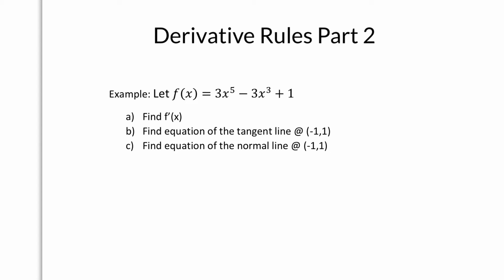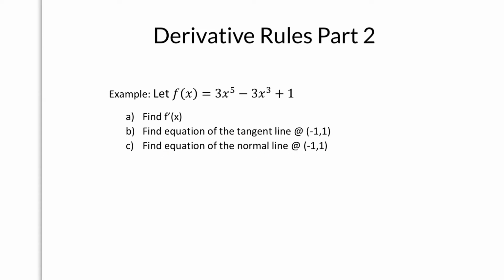Hello. In this video, Derivative Rules Part 2, we're going to continue to look at some derivative rules. Now before we do, just to recap from last time, we're going to use our rules on a polynomial to calculate the following. So let's let f(x) be 3x to the 5 minus 3x cubed plus 1. We're going to find f prime x, we're going to find the equation of the tangent line at the point -1 and 1, and the equation of the normal line.